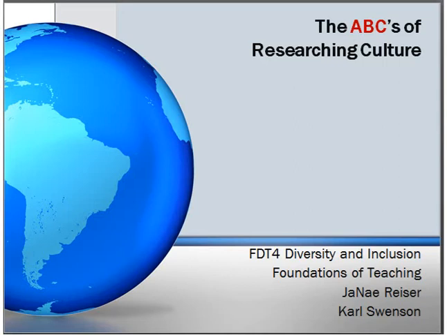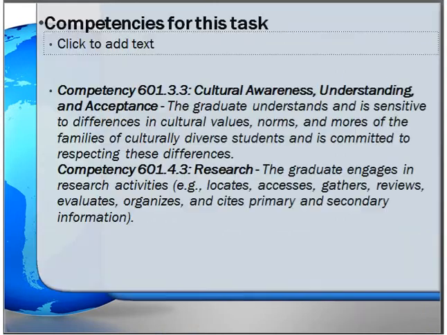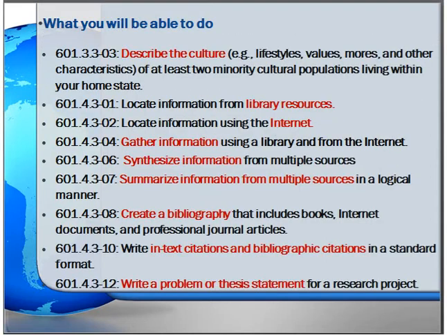So, task number 2 is basically, as I said, a formal comparative research paper in which we want you to accomplish these competencies. We want you to understand and be aware of differences in cultural norms and values and mores. We also want you to understand and engage in research activities. Toward that end, we're also looking at these objectives during this task.